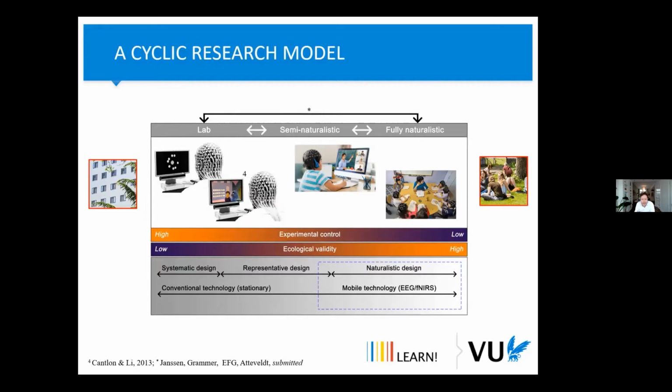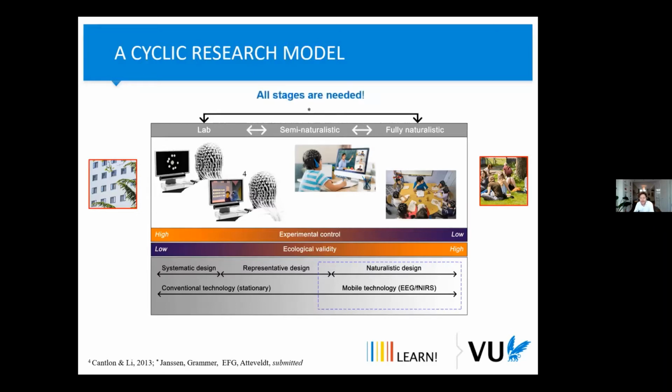So the more lab-based studies are part of systematic design, as Brunswik would call it. Then using more naturalistic stimuli or situations, you would call these more representative designs. And if you go more and more to naturalistic environments, you need naturalistic designs. And then conventional technology is usable for stationary lab-based experiments, but the technology has to become more mobile when you go to more fully naturalistic studies.